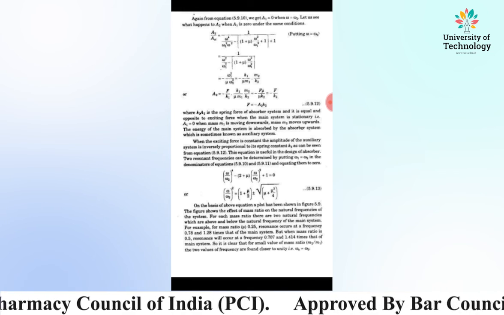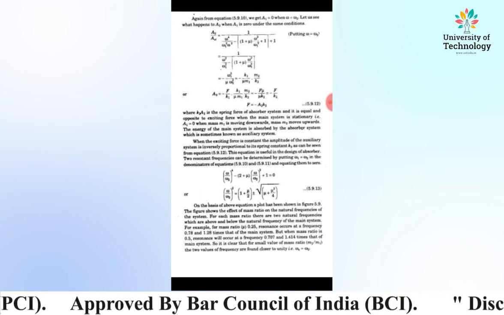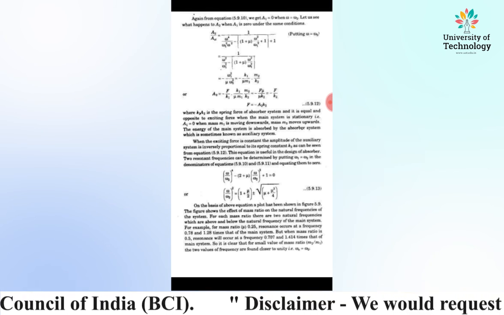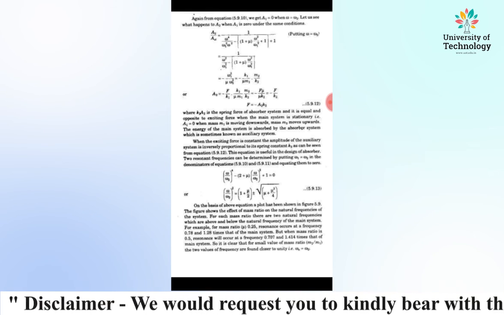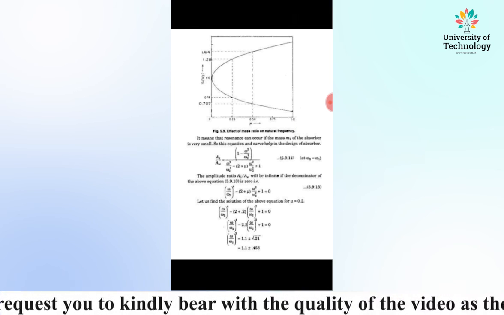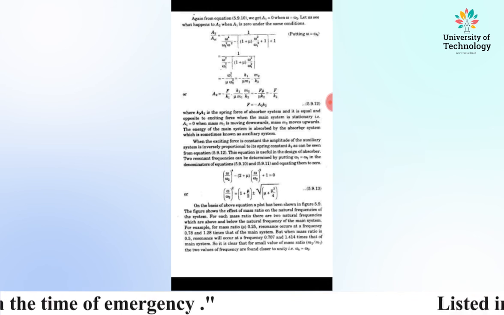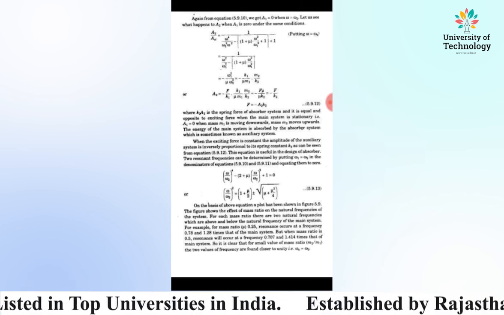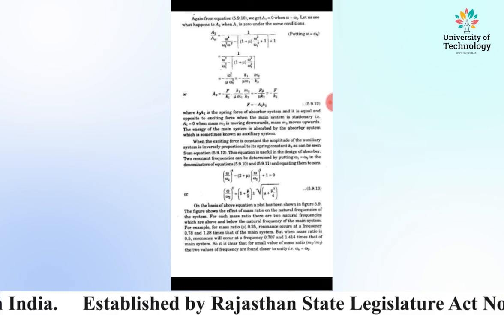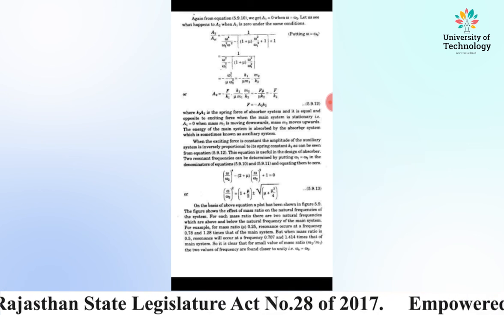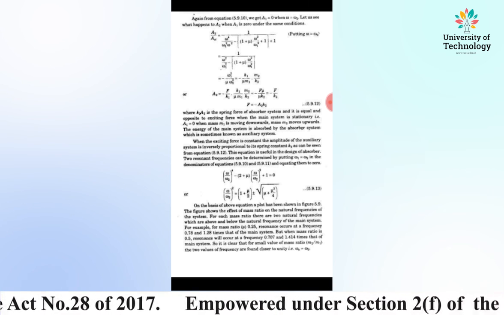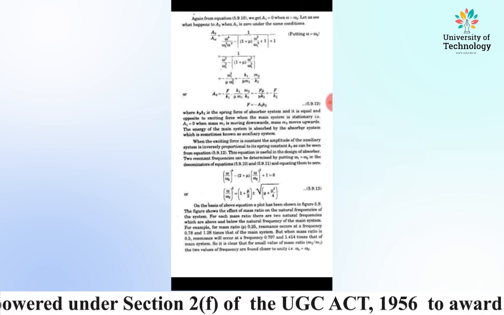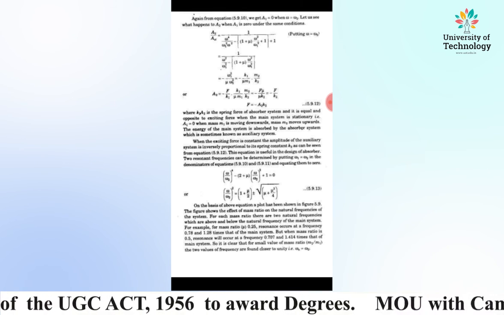On the basis of the above equation, a plot has been shown in the figure. We can see clearly the value of omega by omega 2 and mu. This figure shows the effect of mass ratio on the natural frequencies of the system. For each mass ratio, there are two natural frequencies, which are above and below the natural frequency of the main system.